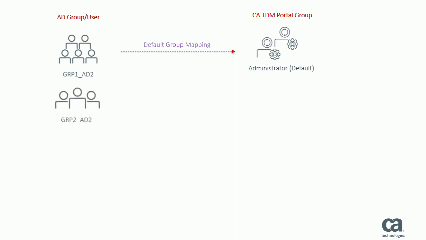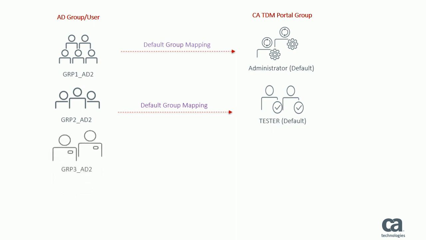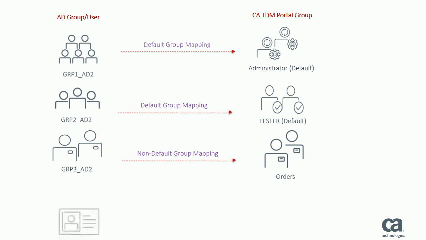All users in the AD group GRP2_AD2 must automatically get tester access when any new project is created in the CATDM portal. This is done by making this AD group the default tester AD group in the portal. All users in the AD group GRP3_AD2 must get the same privileges that users of a specific CATDM portal user group are getting. This is done by explicitly mapping this AD group to the required portal group.